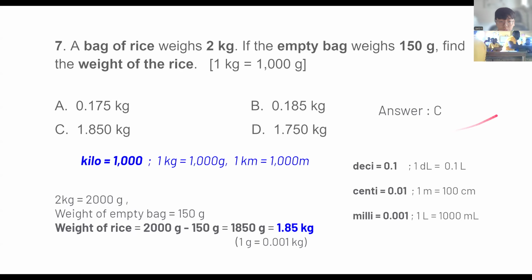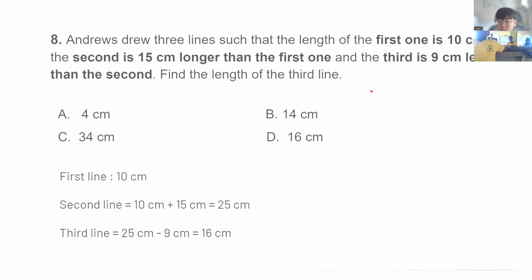So let's move on to the next question. All right, question number 8. Andrew drew 3 lines such that the length of the first one is 10 centimeters. The second one is 15 centimeters longer than the first one. And the third one is 9 centimeters less than the second one. And we're told to find the length of the third line.